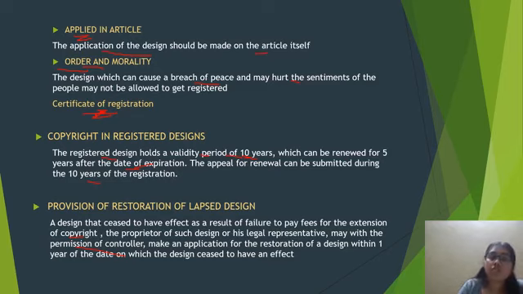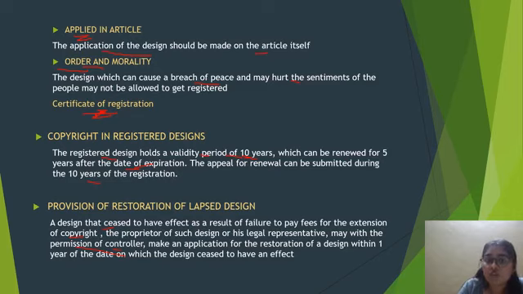What this feature states is that we have already discussed the copyright in registered design. After the date of expiry, if we forgot to submit the application for renewal for the next 5 years, then the design will cease to have effect. If we do not renew it, the design will cease to have effect as a result of failure to pay fees, or if we forget about the extension. In such a case, the proprietor of such a design or his legal representative may, with the permission of the controller. Now, who is a controller? What are the powers of the controller? We'll be discussing in detail.